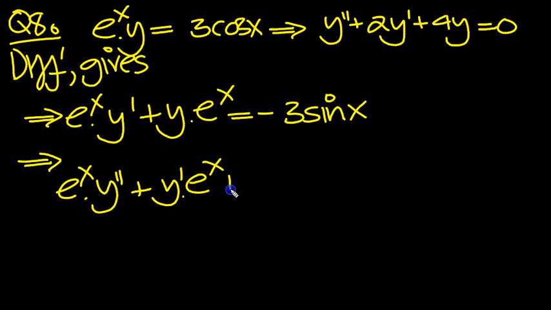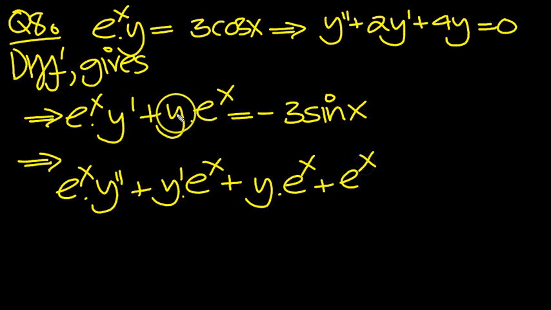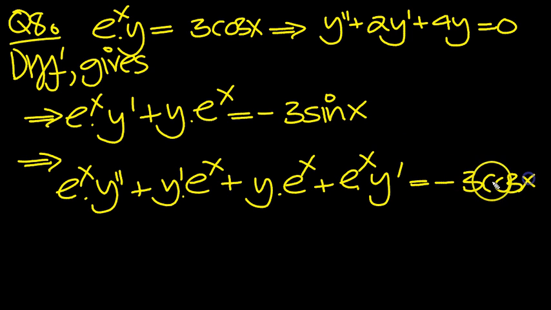This is also a product. So it's u times the v plus v times du, which is y dashed, isn't it? And that's equal to minus 3 lots of, and sine differentiates to cosine, goes to cosine. And we can replace that by the minus of this.